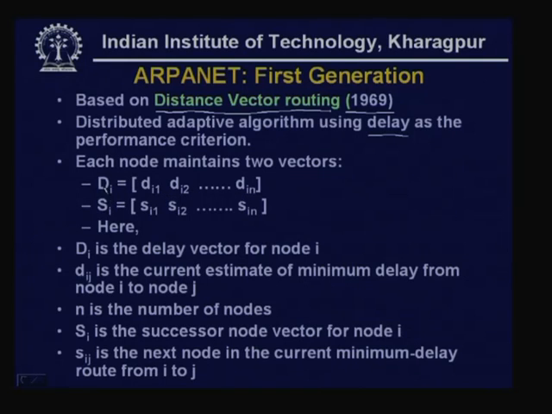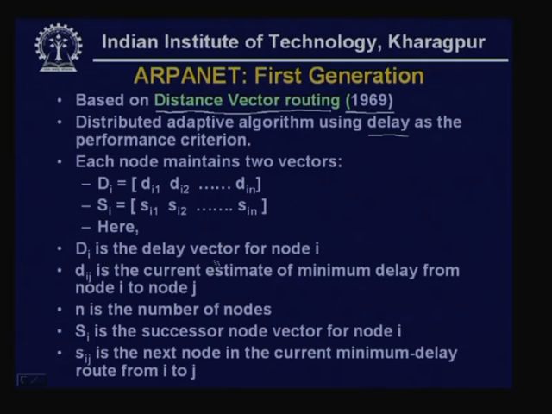So, this is one vector. Essentially, this is the delay information for sending a packet to nodes 1, 2 to n, and Si is the successor node vector for node i. As you can see, the list of successor nodes is given here: Si1, Si2, ..., Sin, the node to which a packet has to be forwarded for sending to destination 1, 2 to n.